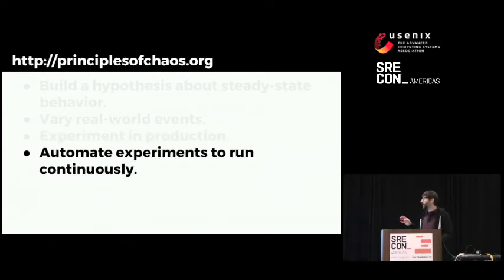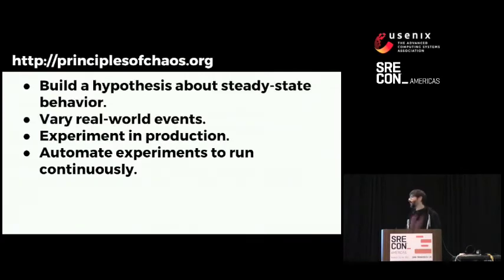And finally, automate your experiments to run continuously. Particularly at a place like Netflix, where you've got continuous delivery of hundreds of different microservices, things are changing too fast for somebody to manually test things to give us the kind of confidence that we want. You have to work towards automating these and making these part of the continuous delivery system. Those are our posited advanced principles of chaos engineering.